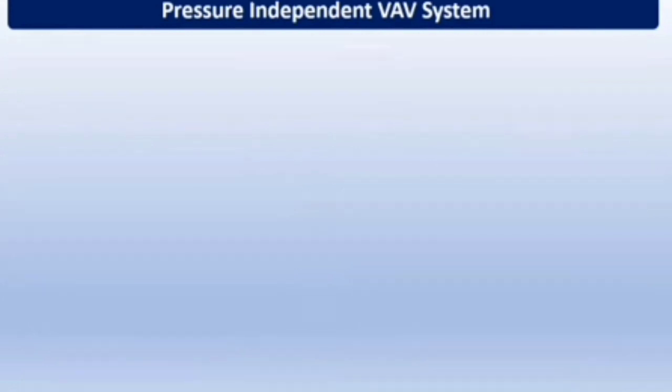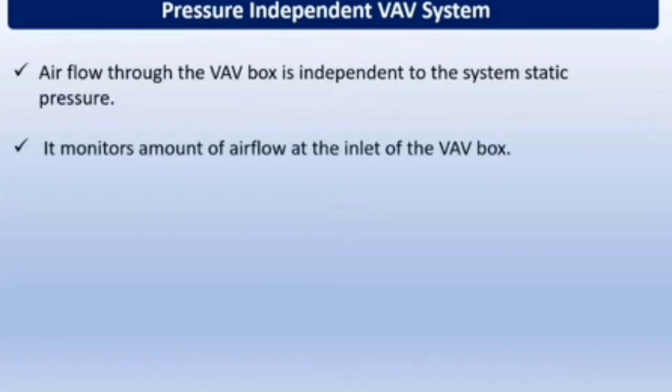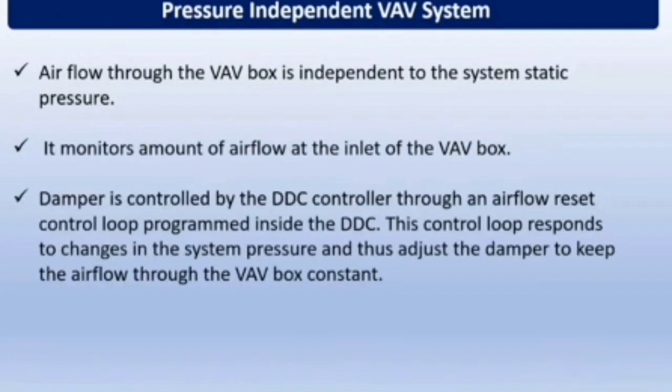Now let's discuss pressure independent system. In this system, airflow through the VAV box is independent of the system static pressure. In this system, airflow is monitored at the inlet of VAV box. Damper is controlled by the DDC controller through an airflow reset control loop programmed inside the DDC. This control loop responds to the changes in the system pressure and thus adjusts the damper to keep the airflow through the VAV box constant.